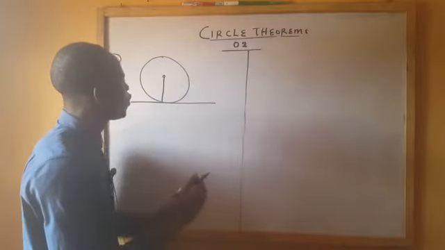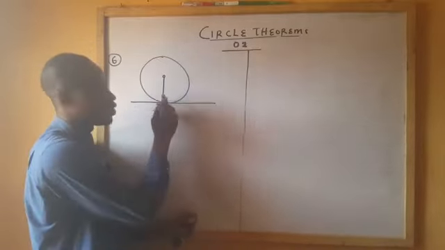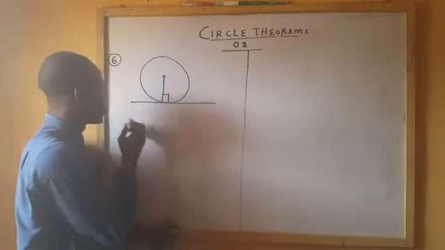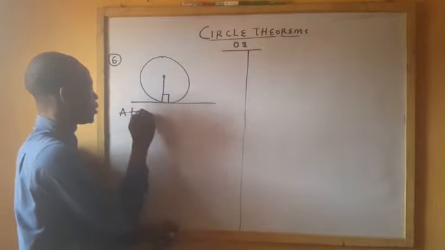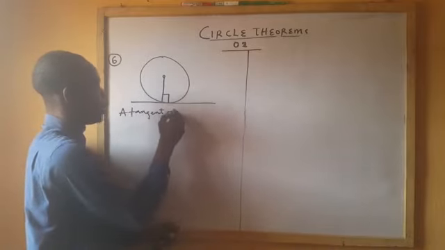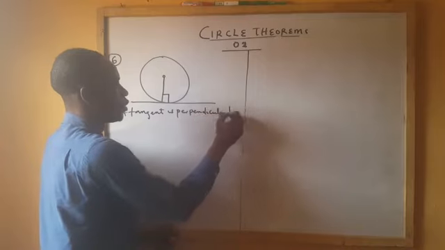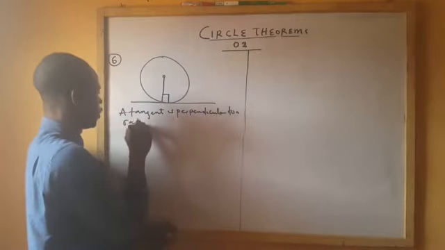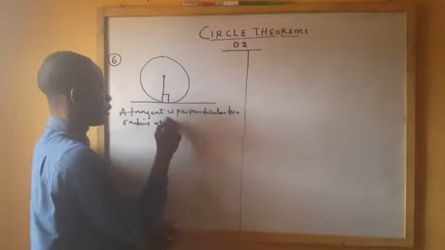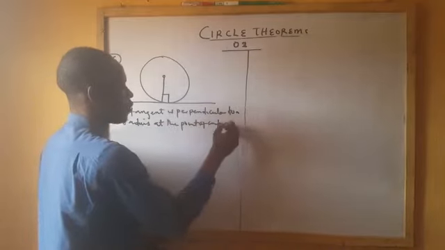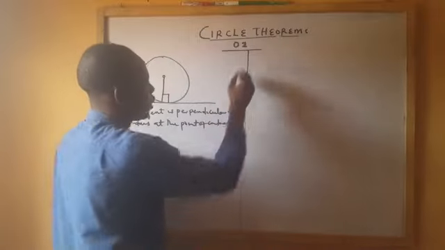At the point of contact between the tangent and the radius, they are said to be perpendicular to each other. That means at 90 degrees. So let me put that in words now. A tangent is perpendicular to a radius at the point of contact. Okay, so let's take the 7th theorem.